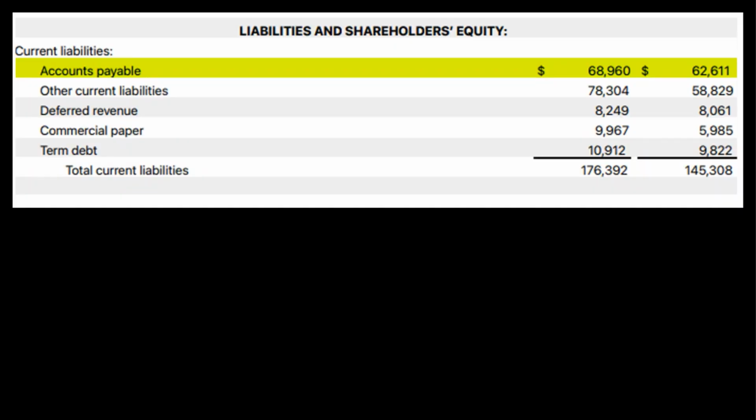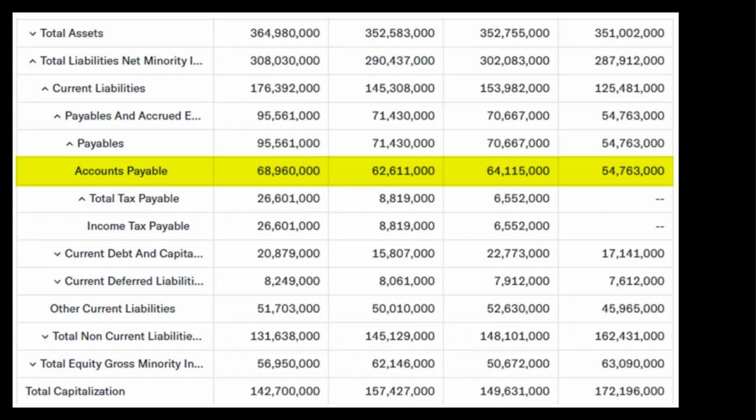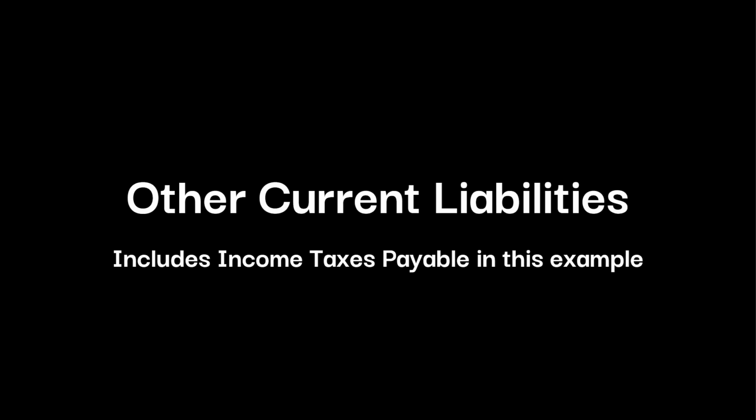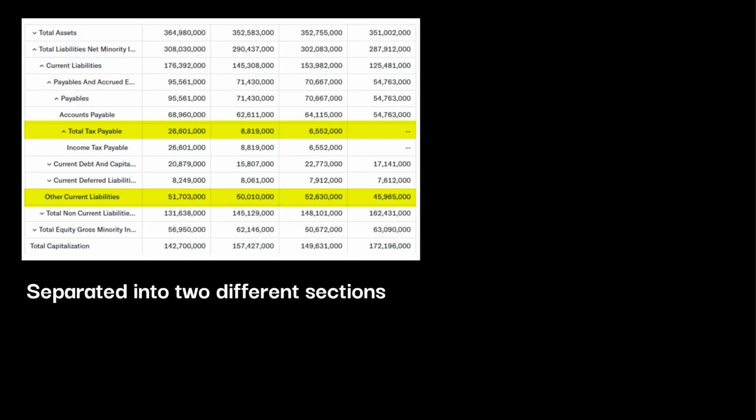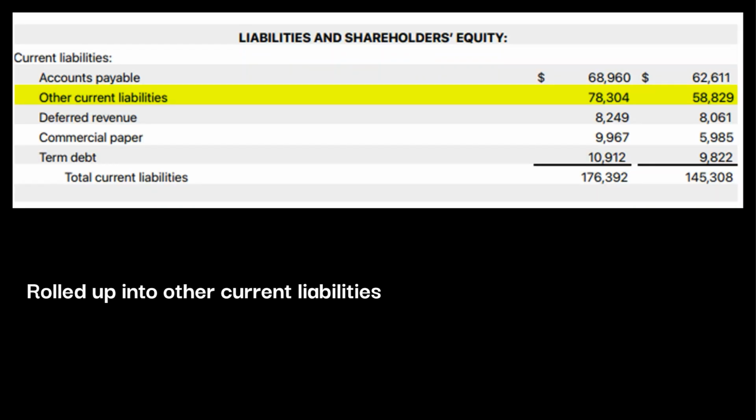At the very top over here, you can see 68,960 and then also 68,960, and towards the top, although you have to click a few times here on Yahoo. All right, other current liabilities. And in this example, it'll also include income taxes payable. So you can just see it's mentioned other current liabilities, 78,304. But then we go over to Yahoo, right? You have total tax payable being 26,601. And you have other current liabilities, 51,703, right? You add both of those together, you get 78,304.